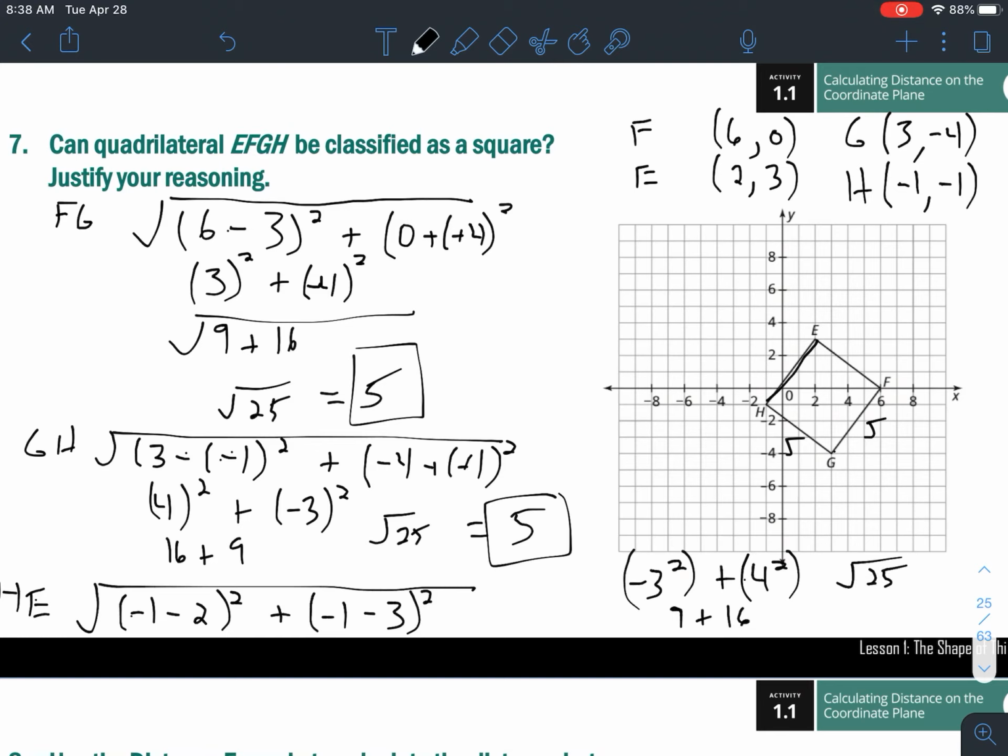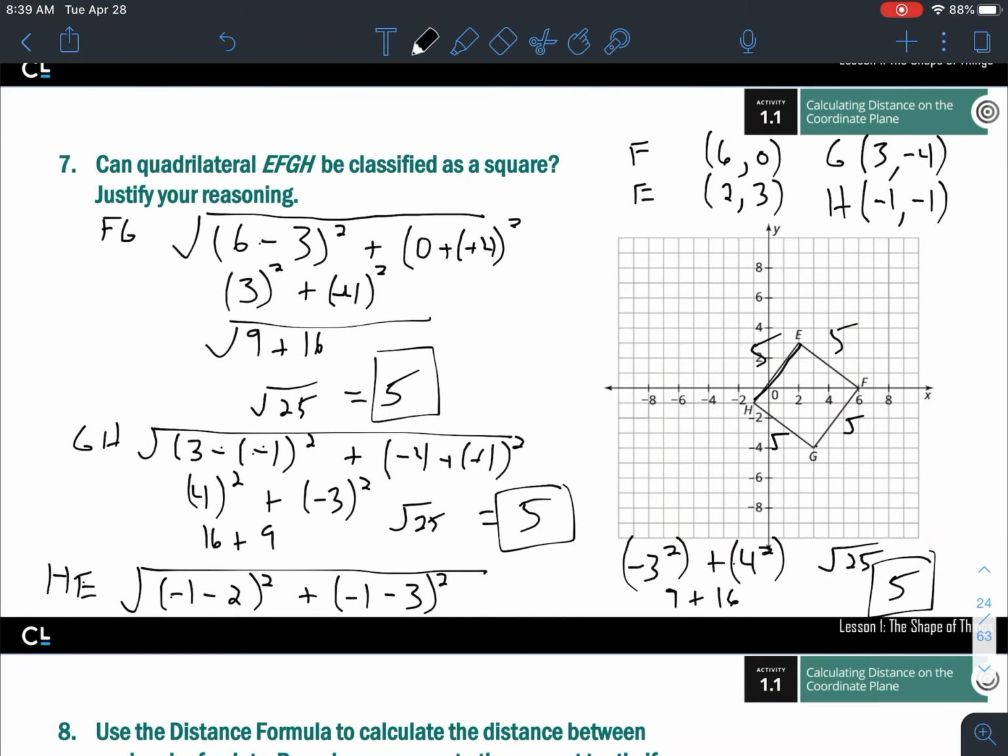Add them together, square root 25. Square root of 25 gives you the answer 5. So that's 5. If all 3 sides are 5, this side will end up being 5 as well. So this is a square.